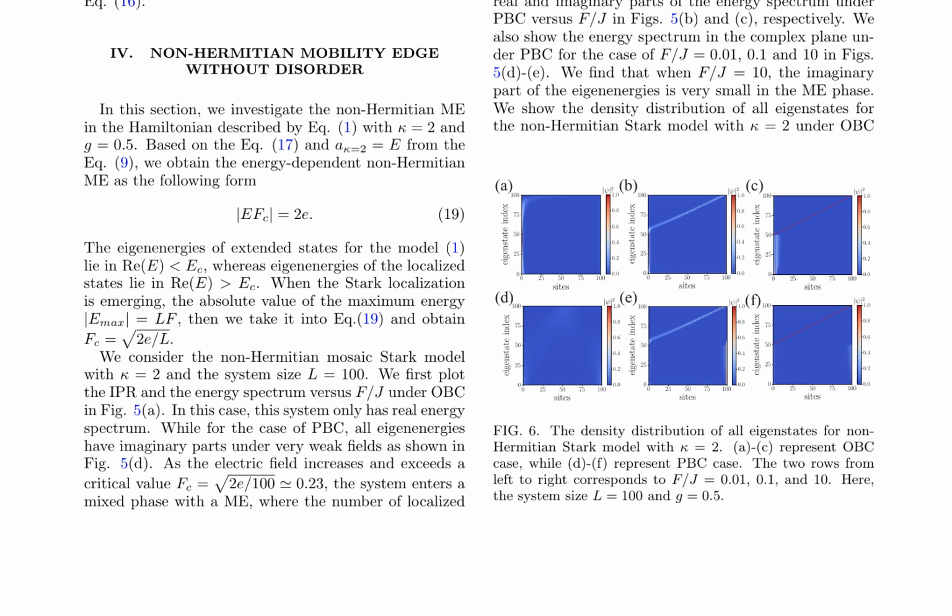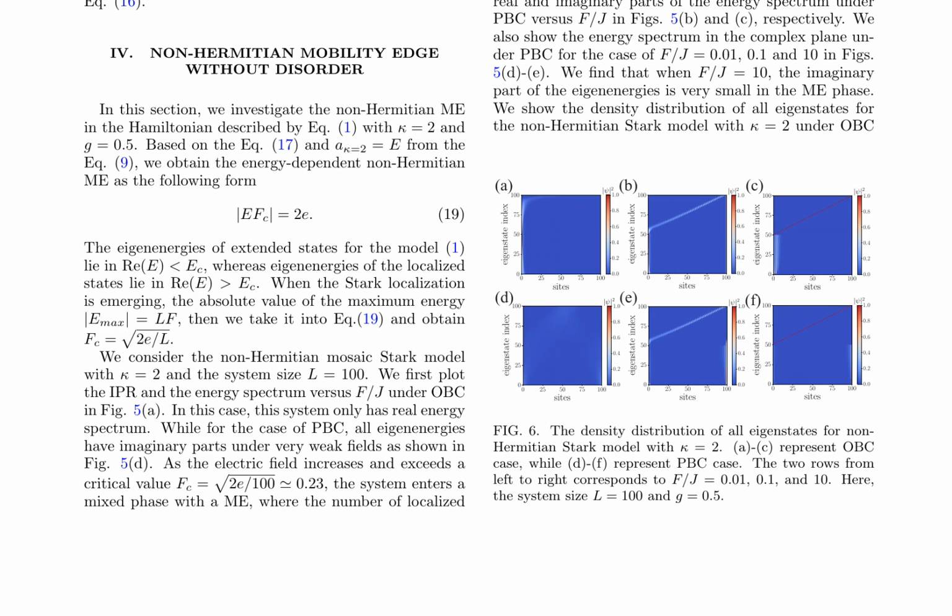The authors also show the real and imaginary parts of the energy spectrum under PBC versus F/J in Figures 5b and 5c, respectively. The energy spectrum in the complex plane under PBC for F/J equals 0.01, 0.1, and 10 is presented in Figures 5d to 5f. Notably, when F/J equals 10, the imaginary part of the eigenenergies is very small in the mobility edge phase. The density distribution of all eigenstates for the non-Hermitian-Stark model with kappa equals 2 under both OBC and PBC is demonstrated in Figure 6. The two rows from left to right correspond to F/J equals 0.01, 0.1, and 10. The results indicate that the non-Hermitian mosaic-Stark model exhibits a mobility edge, which is a novel finding in the context of non-Hermitian systems.